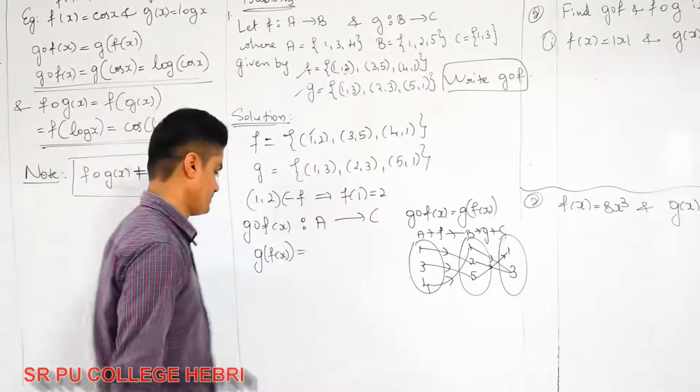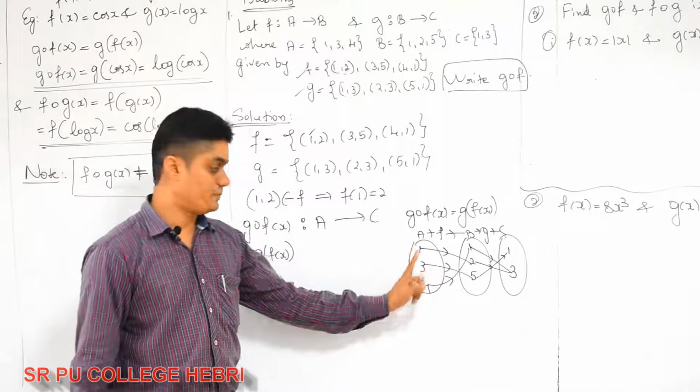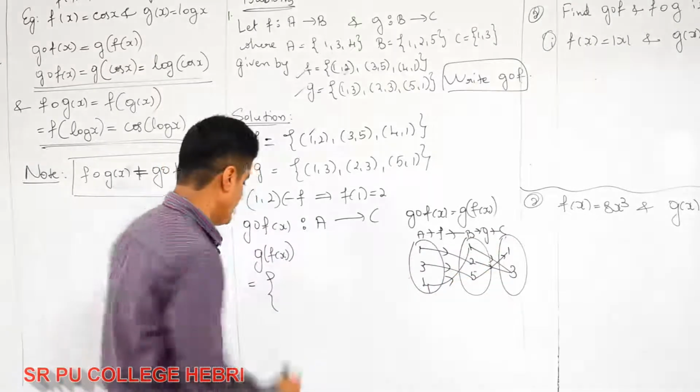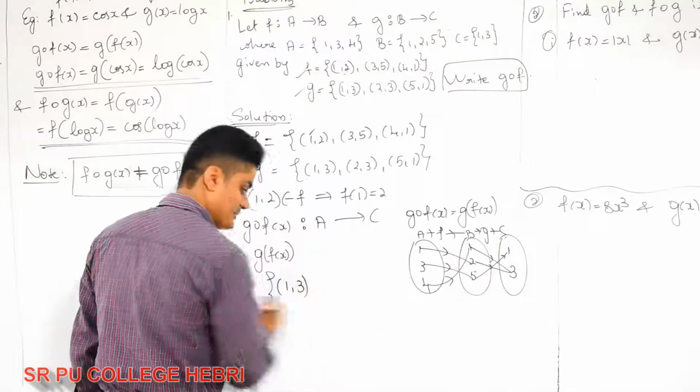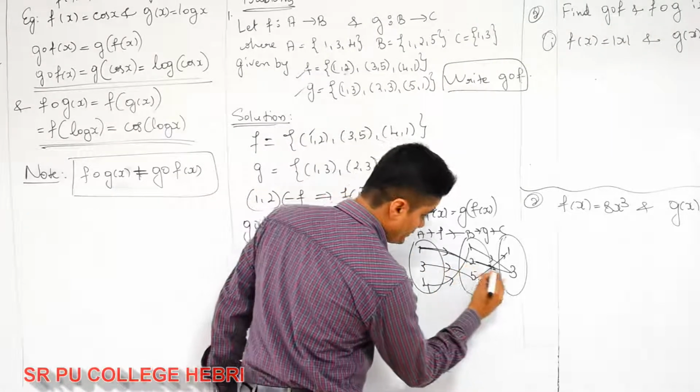So starting from f, 1 is related to what? 2. 2 is related to what? 3. So 1 is related to 3, correct? Observe: 1 goes to 2, 2 goes to 3.